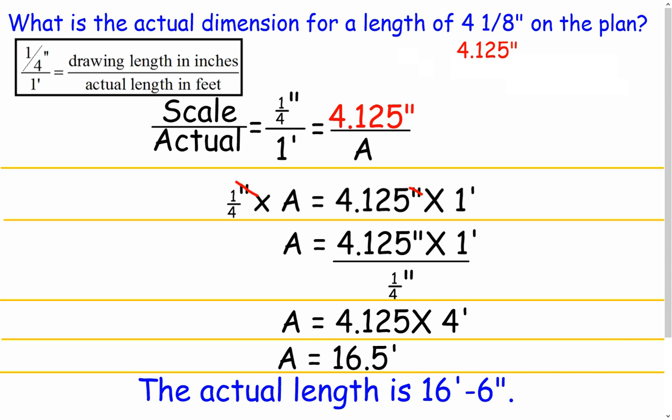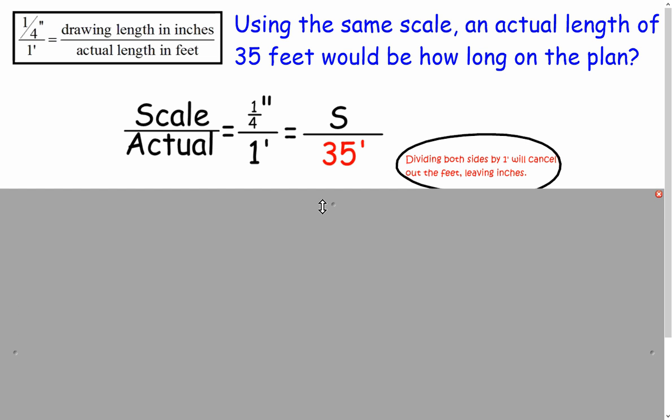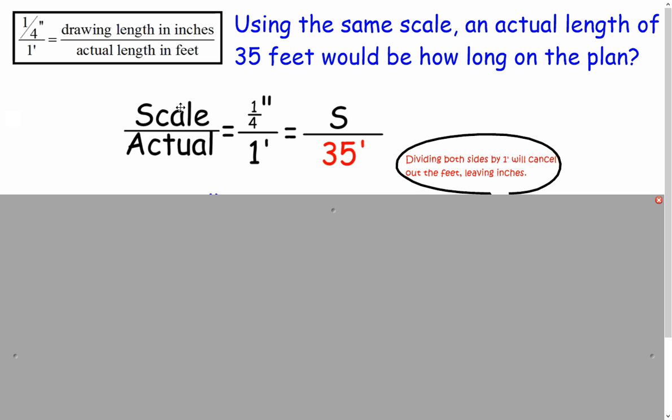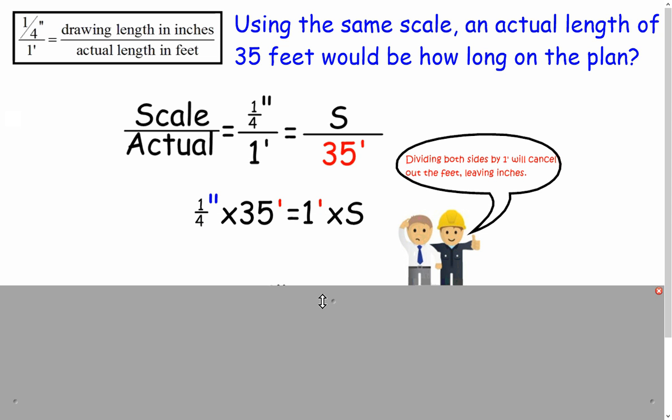Let's look at another example. Using the same scale, an actual length of 35 feet would be how long on the plan? We start by setting up the same way: scale on the top, actual on the bottom, 1/4 inch on the top, 1 foot on the bottom. But this time the scale is what we want, and it's on top. The actual is 35 feet. We cross multiply, and we get something that looks like this.